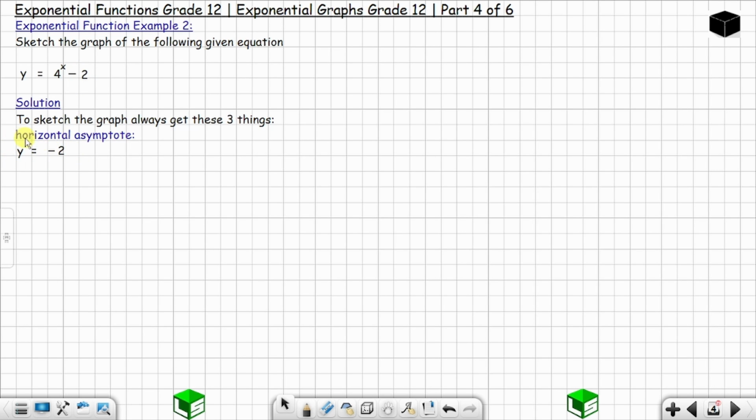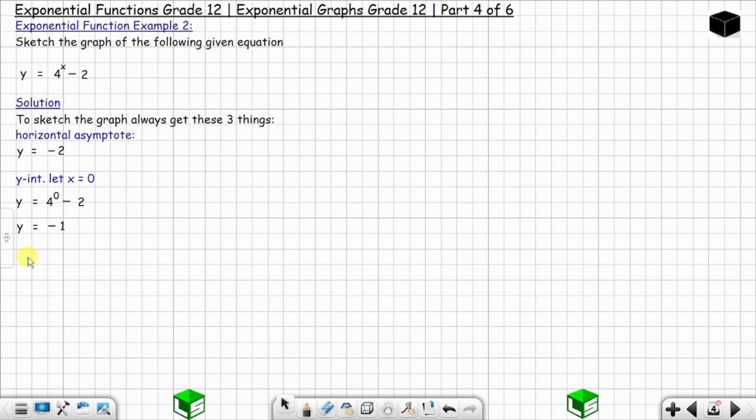This is the equation of the horizontal asymptote. And you need a y-intercept. To get the y-intercept, you let x equal to 0. So you have y is equal to 4 to the power of 0 minus 2. This is 1, so you have 1 minus 2, which is minus 1. So the y-intercept is at y is equal to -1.